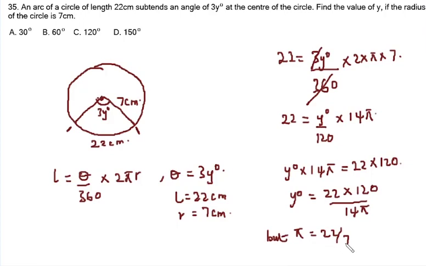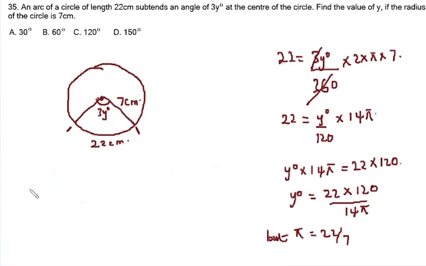Okay, so pi is equal to 22 over 7. Let's clean up space here and continue our analysis. So that means that y degrees is equal to 22 times 120 divided by 14 times 22 over 7.